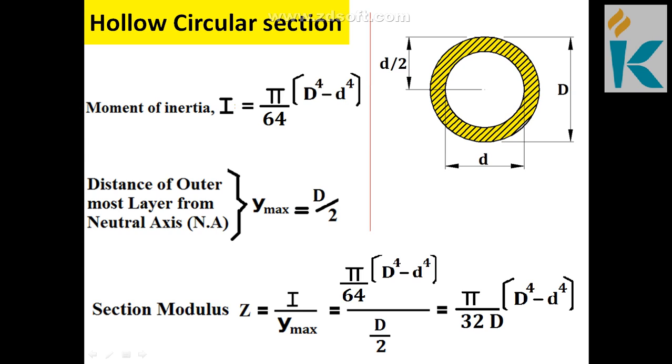Then as usual, the section modulus formula is I by y. You substitute all the things and finally you get pi by 32 into (D power 4 minus d power 4) divided by D.